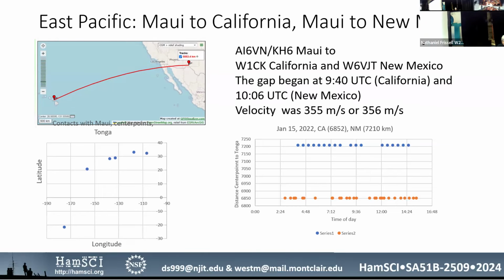Okay, you can use that to calculate a speed. Speed came out to be 355 meters per second in one case and 356 meters per second in the other case. I think that's fairly comparable. Does anybody know what that speed is? Anybody recognize it? Physics 1? That's the speed of sound. Yeah, there you go.